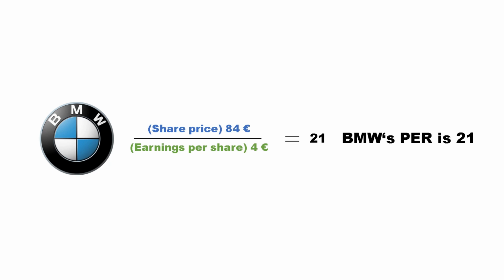Let's look at an example. BMW's share price is at 84 euro and it generates profit of 4 euro per share every year. That would result in a PER of 21. Meaning, if you bought that share, you would pay 21 times the money it would produce in earnings per year. So it would take 21 years to get back your 84 euro you paid for the share.